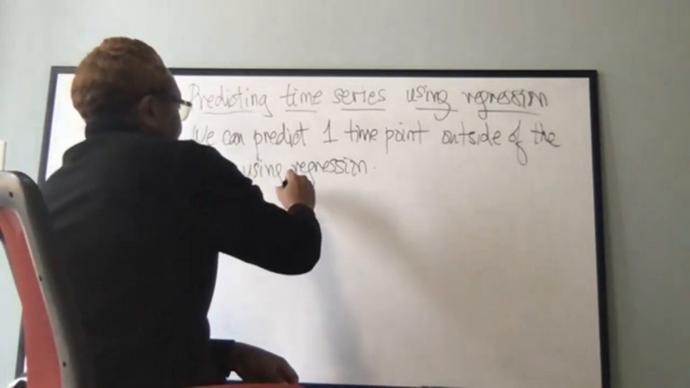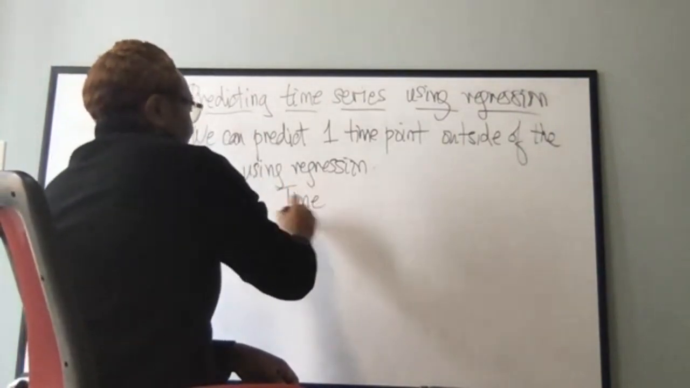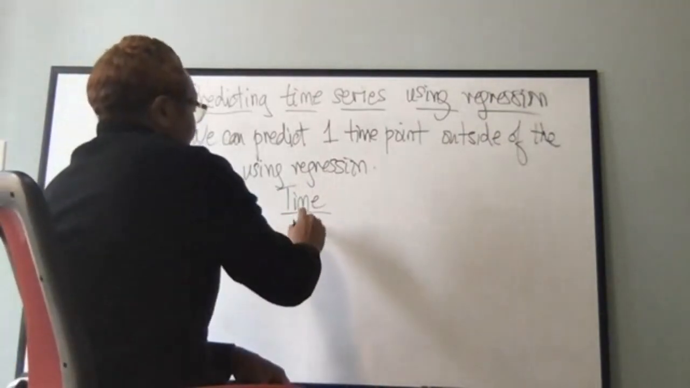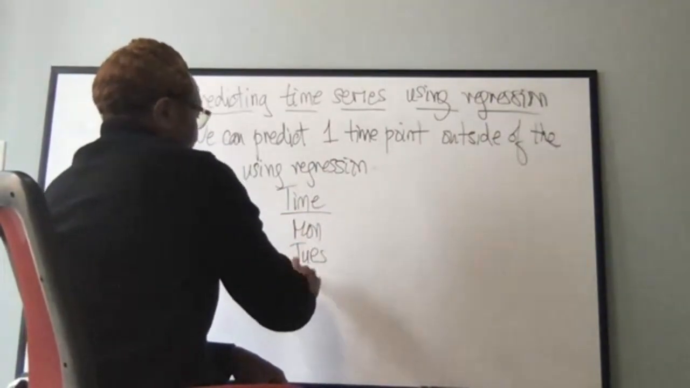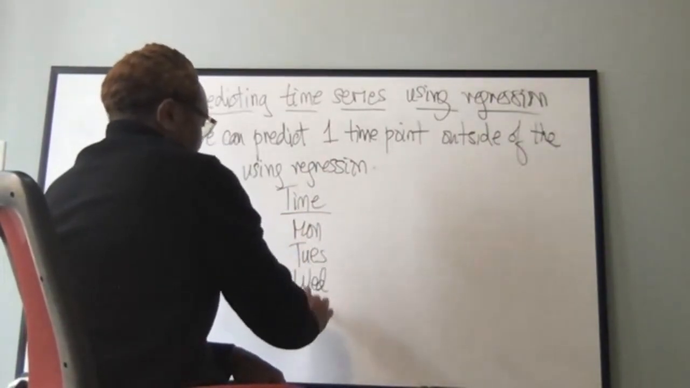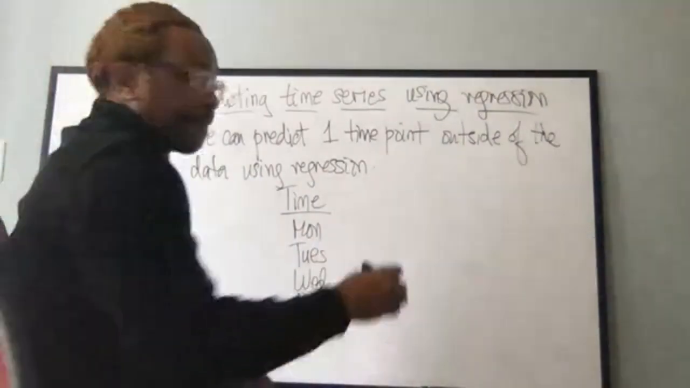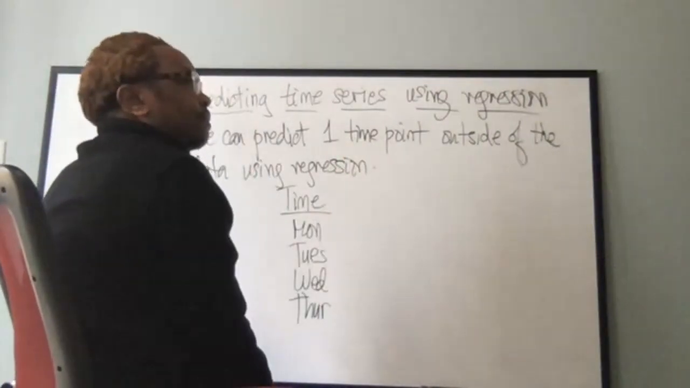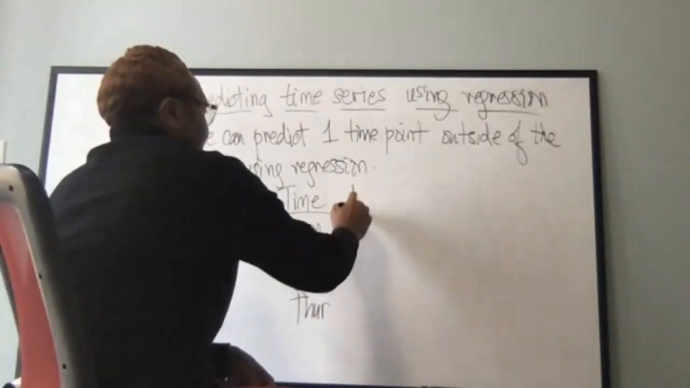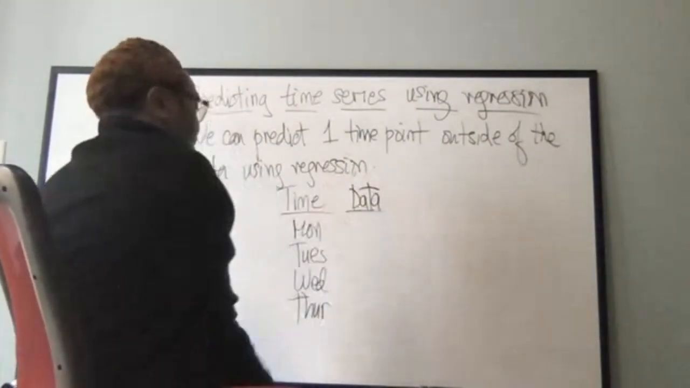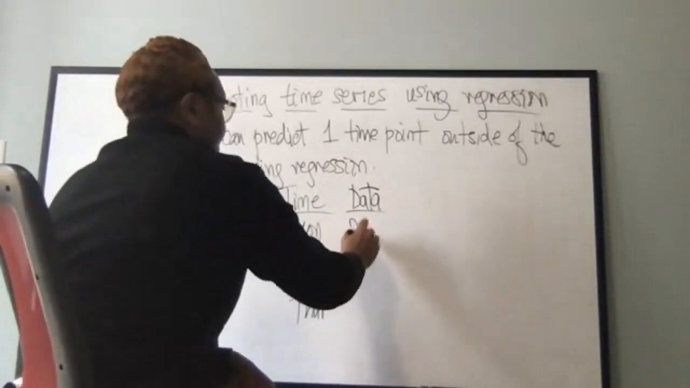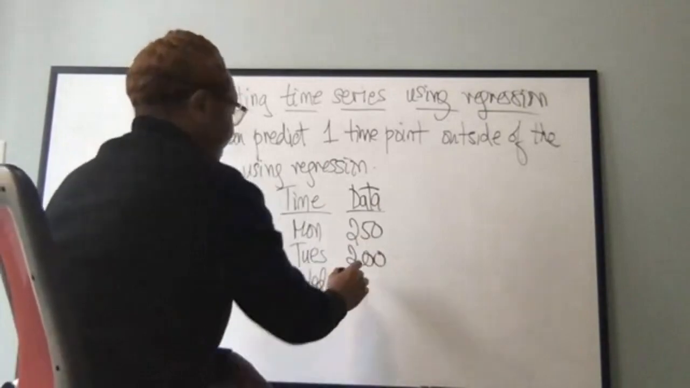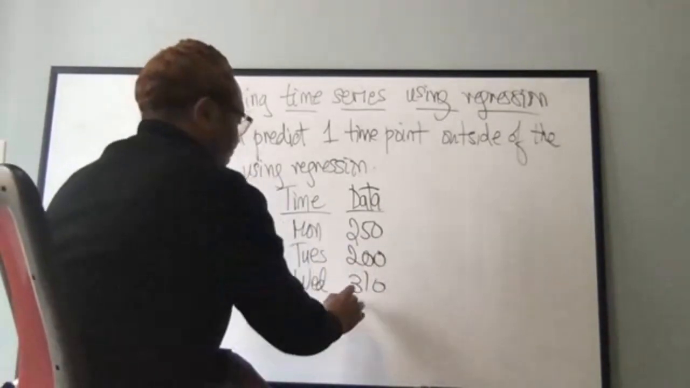Suppose you have this. Let's say our time, and we're going to actually put this in Excel, I guess. Let's say Monday, Tuesday, Wednesday, Thursday. And let's say this is the data here. Let's just say data. I don't know if it's sales or revenue or whatever. And let's just say 250, 200, 310, and 400.